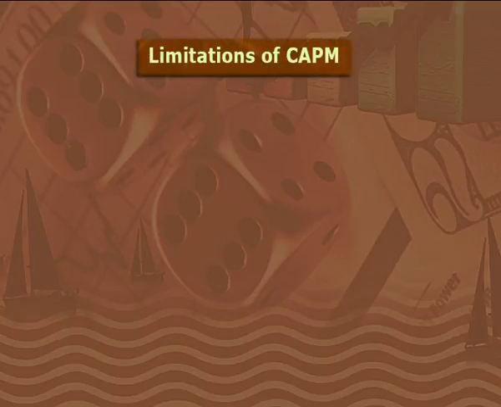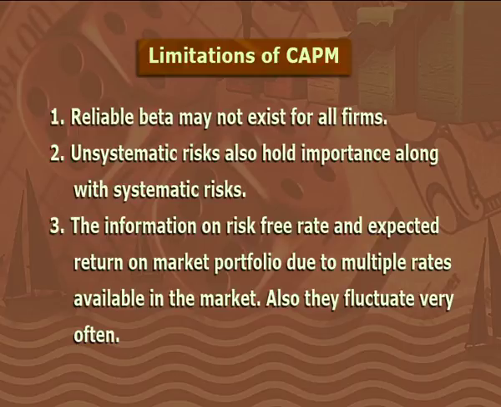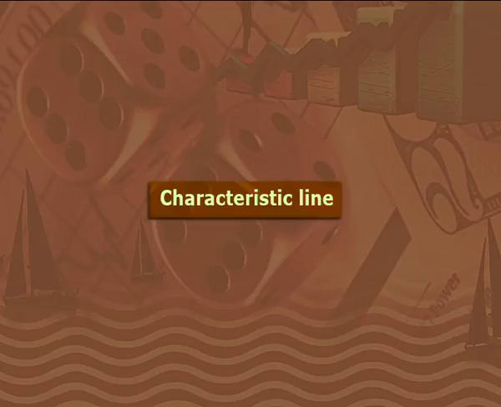Let's get into the limitations of CAPM. Number 1, reliable beta may not exist for all firms. Number 2, unsystematic risks also hold importance along with systematic risks. Number 3, the fluctuation in information on risk-free rate and expected return on market portfolio due to multiple rates available in the market. Friends, let's understand the characteristic line now.